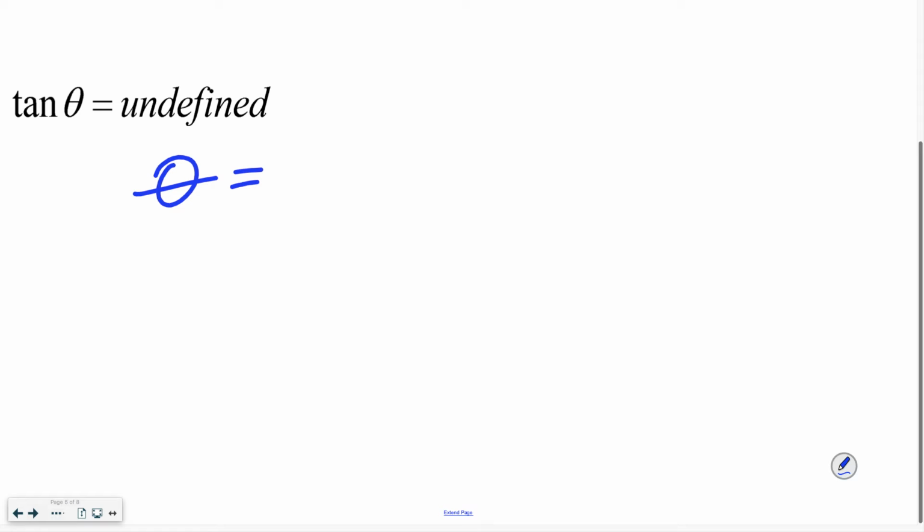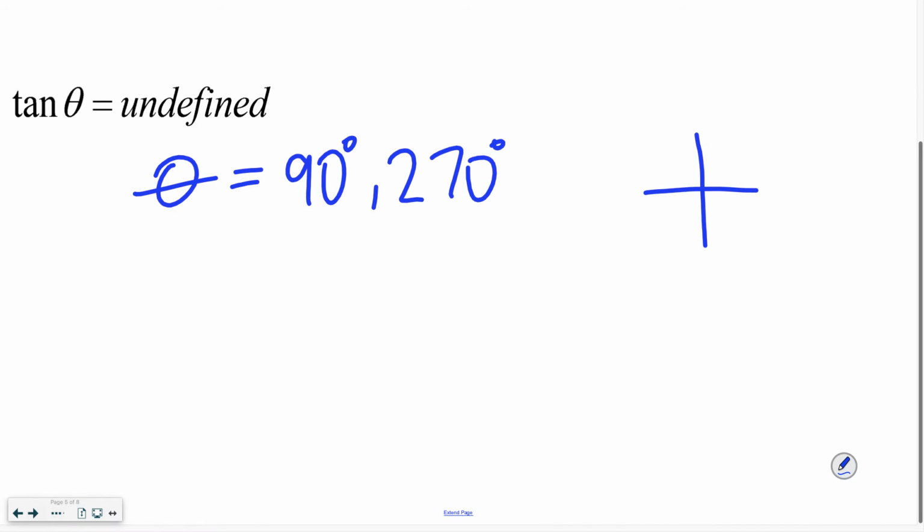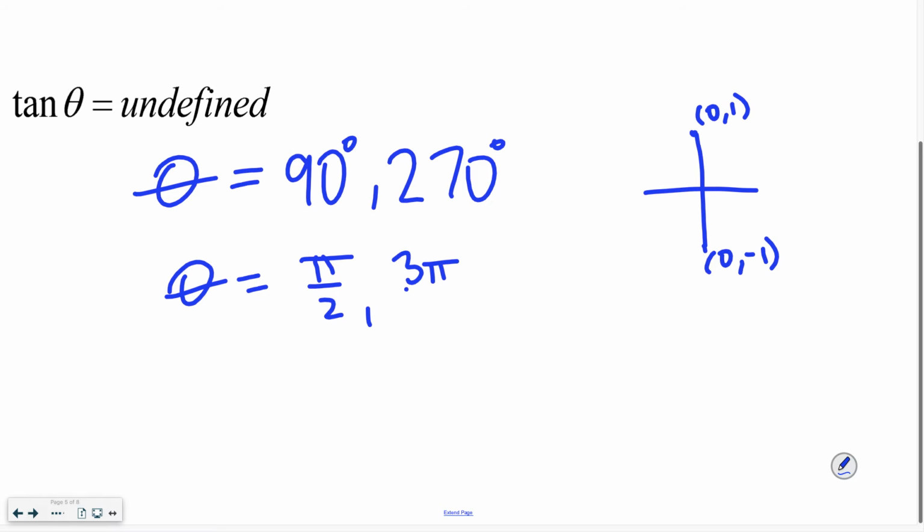Caden, which two angles did your table come up with? 90 degrees and 270 degrees. Okay, at those two angles, we have either 0, 1 or 0, -1, to where when we take y divided by x, we would be dividing by 0. Okay, good. So in radians, pi over 2 and 3 pi over 2. I'm going to ask you to give me both degrees and radians for your answers on these problems. Okay.